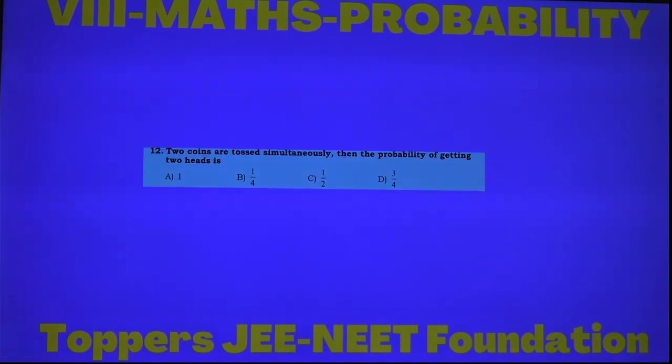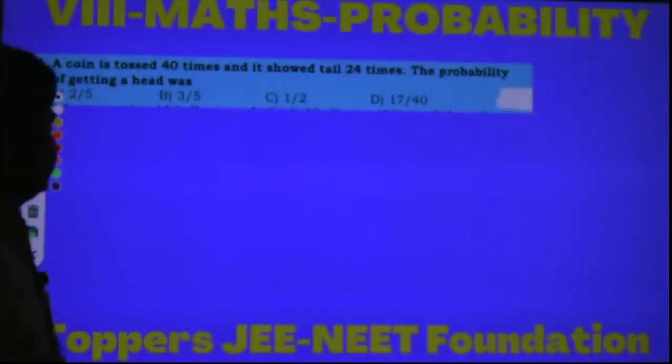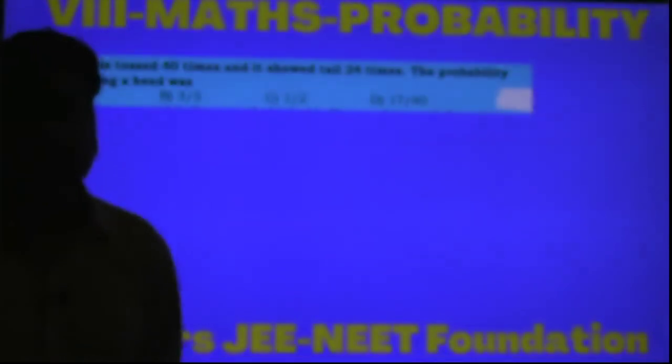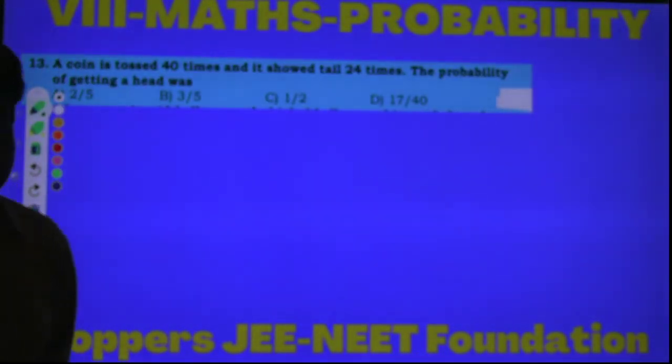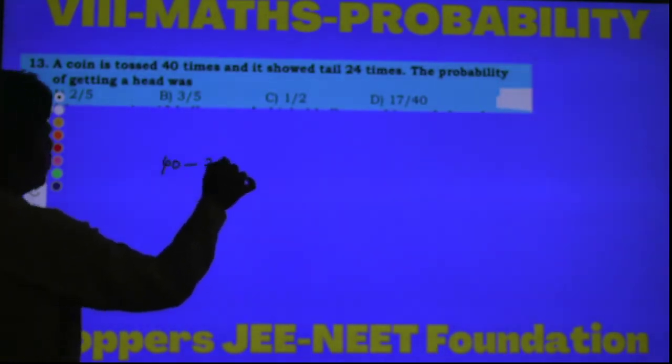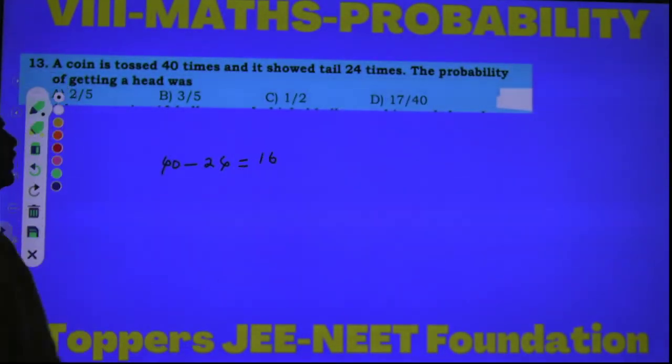Next question. A coin is tossed 40 times and it showed tail 24 times. The probability of getting a head was, okay, out of 40 times tail showed 24 times, means remaining must be head. 40 minus 24 is equal to 16. That means the coin showed 16 times head.